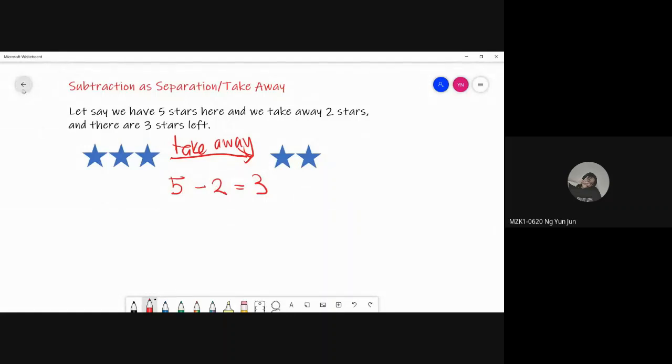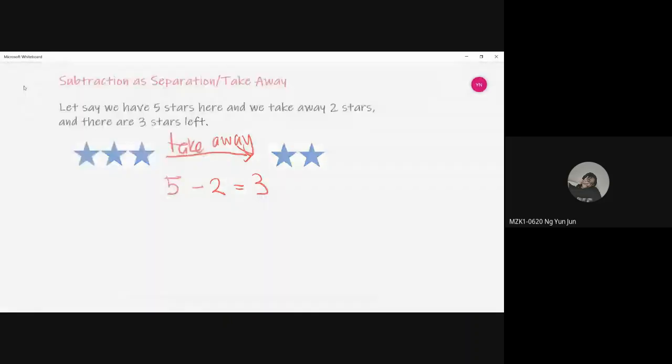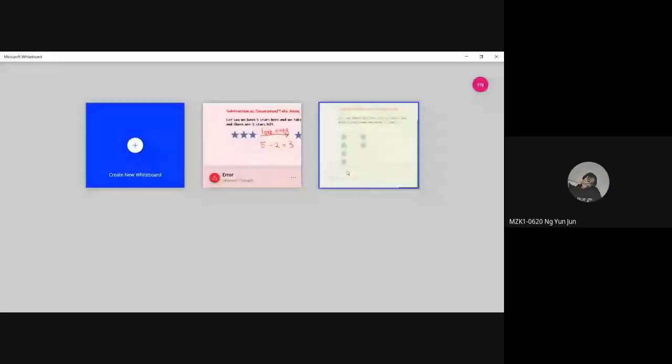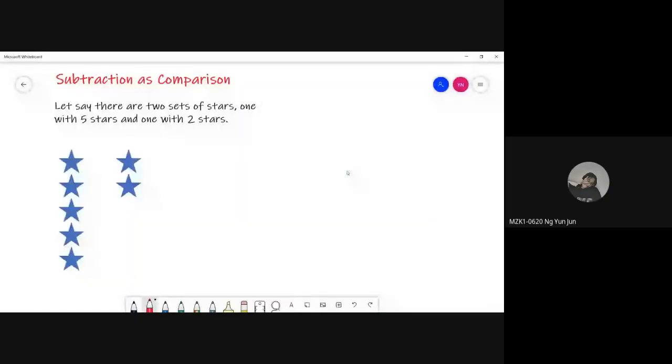Next, I will explain the meaning of subtraction as comparison. Okay, let's say there are two sets of stars, one with 5 stars and one with 2 stars. The first set here has 5 stars. So the first set has 3 more stars than the second set.